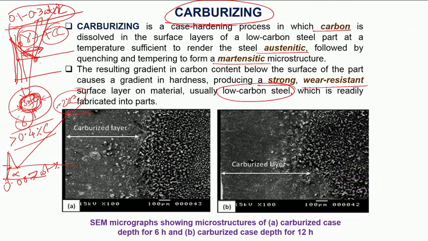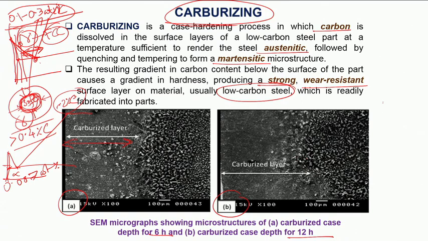Now, when you do carburizing, let us see how the depth of carbon penetration changes with time. So, A is up to 6 hours and B is up to 12 hours. By employing another 6 hours, you can increase the depth of carbon penetration typically from about, let us say, 300-400 micrometers to almost close to a millimeter.